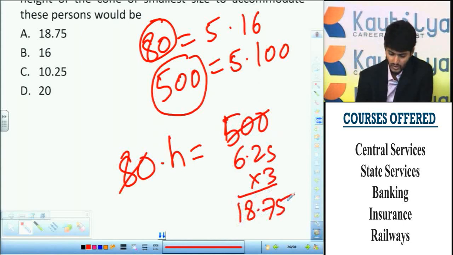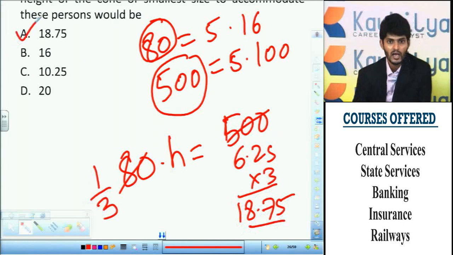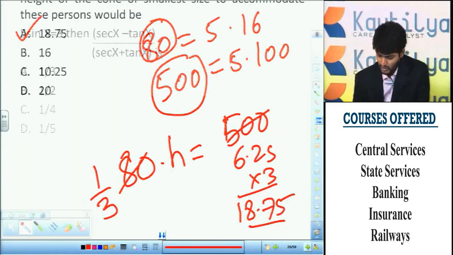So the minimum height that I would be requiring is 1 by 3 pi r square h. So this is your pi r square and this is your h. If I multiply this with 1 by 3, I'll get my final answer, which is 18.75. So this would be your answer. Okay, so this is about your cone.